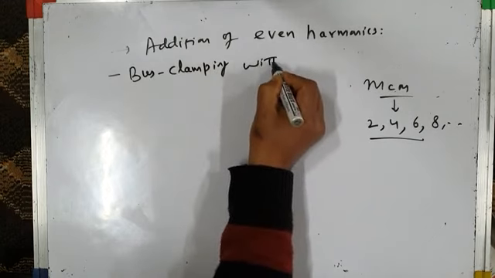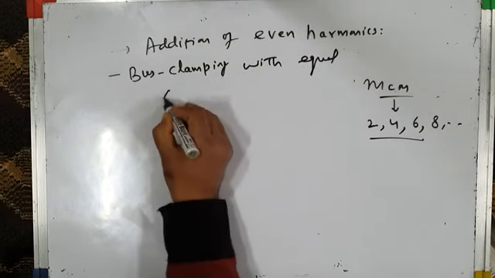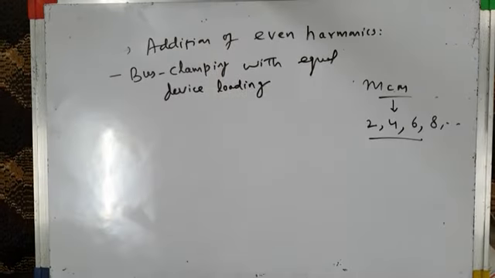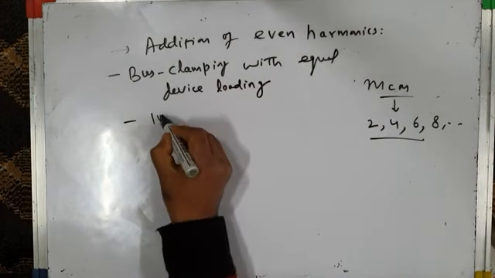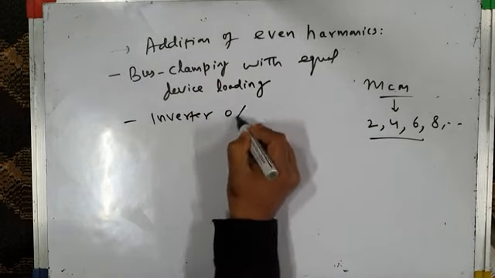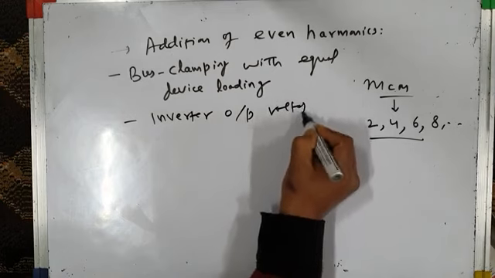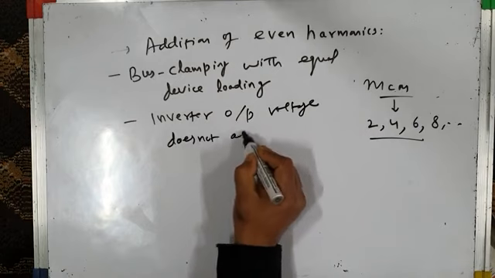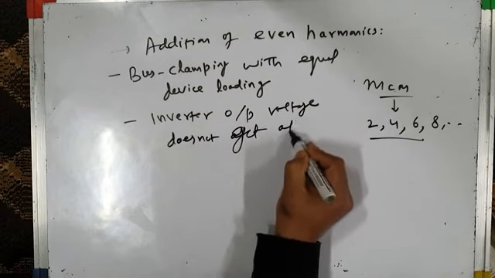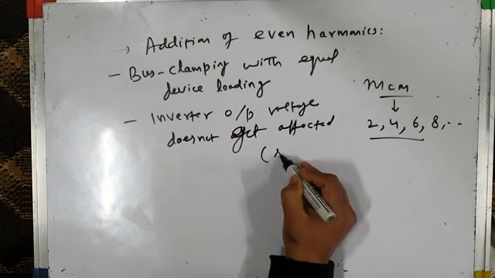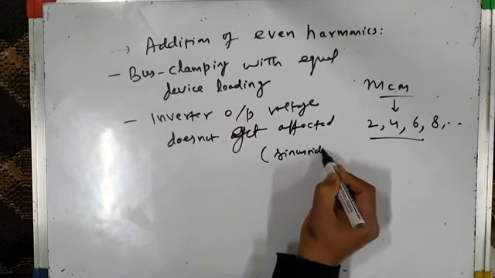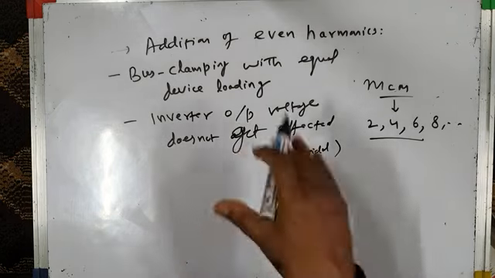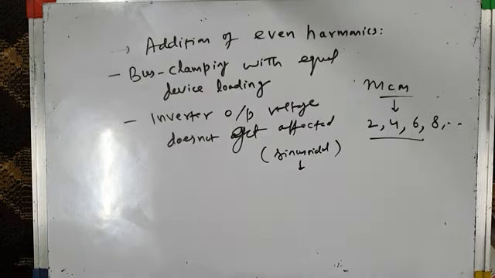with equal device loading. All the 4 devices or IGBTs of the inverter were equally loaded, and the inverter output voltage did not get affected. Inverter output voltage or load voltage does not get affected. It remains sinusoidal. The instantaneous average value is sinusoidal, because the common mode voltage subtracts when you calculate the inverter output voltage.